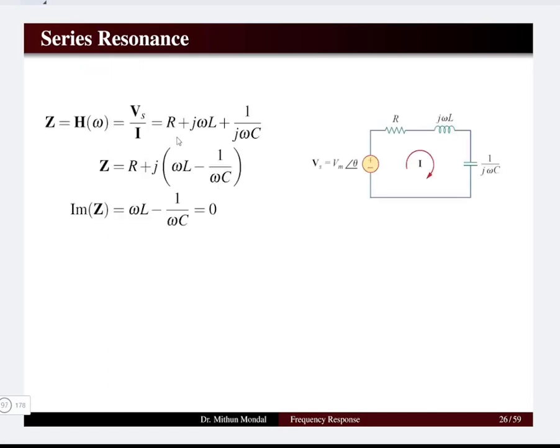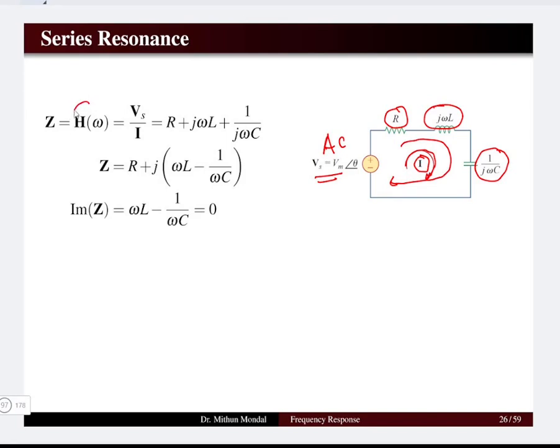So we have a series RLC network where the resistor, inductor and capacitor are connected in series. The current flowing in the network due to the source is AC. In that case, the same current will be flowing through the resistor, inductor and capacitor because they are in series.